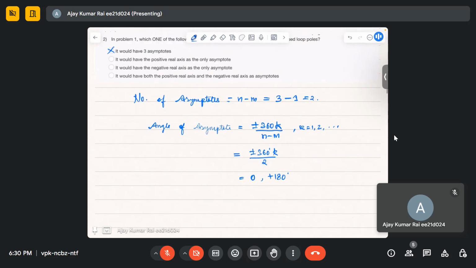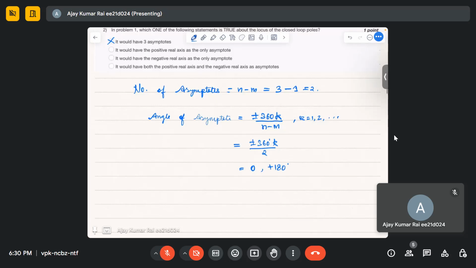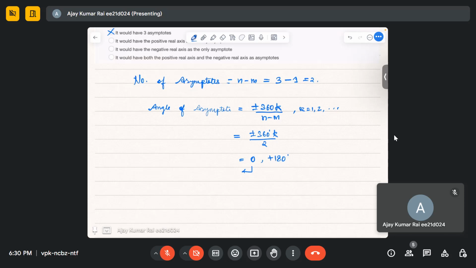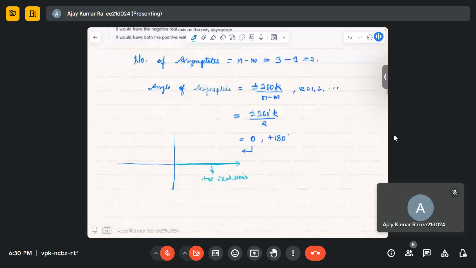So what can you say if you have 0 degree? Asymptote 0 degree means, it is like this. This is the complex plane, right? If you take one asymptote, it will be parallel to the positive real axis, the 0 degree. And if you consider plus 180 degrees, the other asymptote will be like this. So this will be the negative real axis. So the entire real axis.